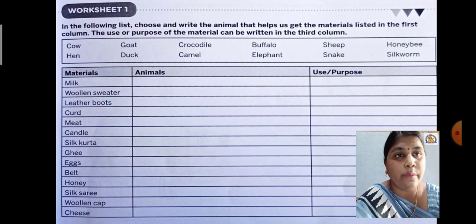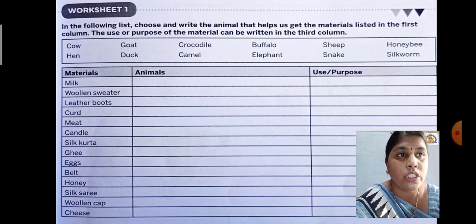The names of animals are also given in the clue box. See, what are the names of animals? First of all we will read, and then I am going to explain this worksheet. The answers of this worksheet I am going to explain in the next slide. So first read the names of animals: cow, goat, crocodile, buffalo, sheep, honeybee, hen, duck, camel, elephant, snake and silkworm. These are the names of animals.